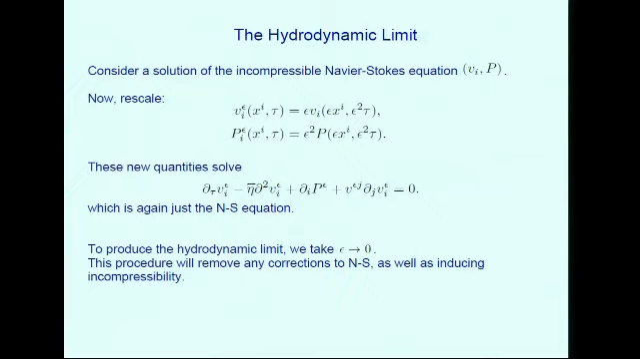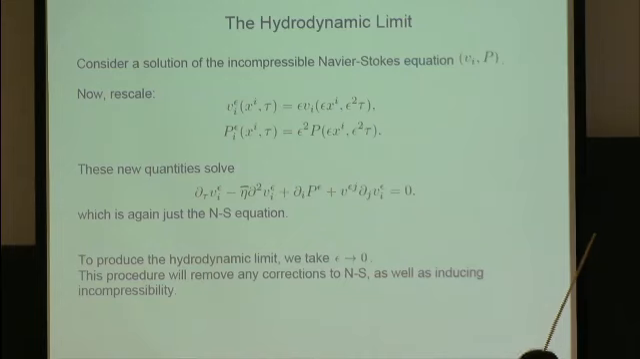You can just work out, from knowing that V and P solve the original incompressible Navier-Stokes, that now V_ε and P_ε in the new coordinates solve, again, the Navier-Stokes. So in other words, this is a scaling symmetry of the equations.